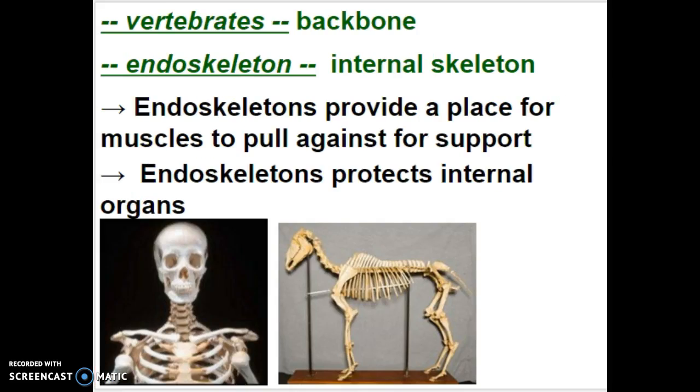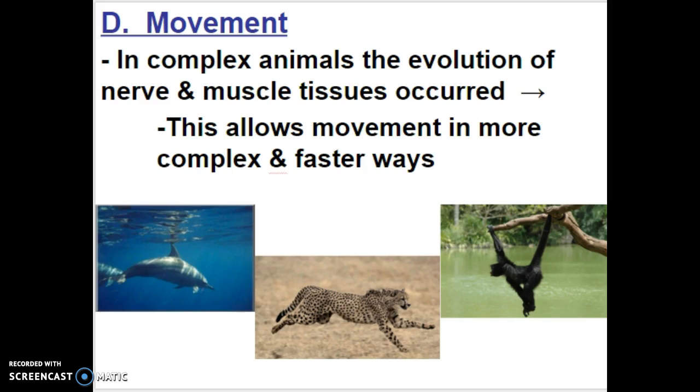Vertebrate animals, of course, have a backbone. So that's an internal skeleton, an endoskeleton. Endoskeletons provide a place for muscles to pull against for support, and they also help protect internal organs. You have your skull, for example, to protect your nice, squishy, soft brain. You have a rib cage to protect your heart and your lungs. And your pelvic cavity helps protect the lower portions of the body.